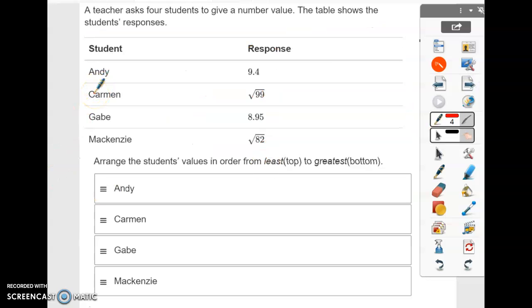A teacher asks 4 students to give a number value. The table shows the students' responses. Arrange the students' values in order from least at the top. Okay, so we're going least, and I'm writing this because I want you to write it. Least to greatest, at the bottom. All right, so first thing I need to do is convert all of these to decimals.